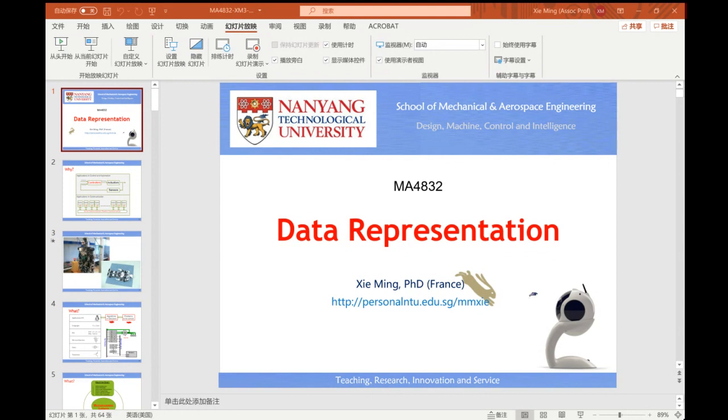So today's study is also very important to a programmer because the function of your program is basically to read in data, process data, and output data. Therefore, you must know how to represent data inside the memory of a microcontroller or microprocessor.